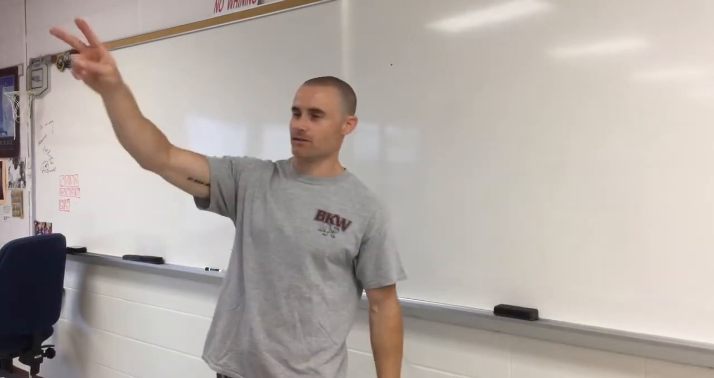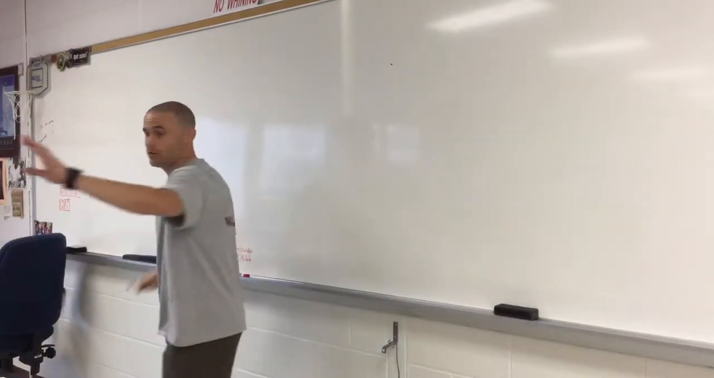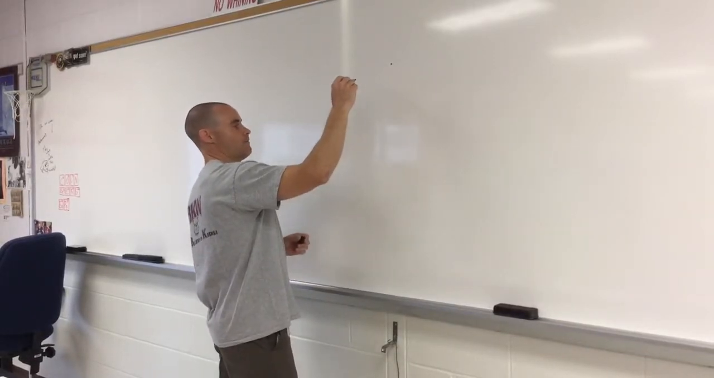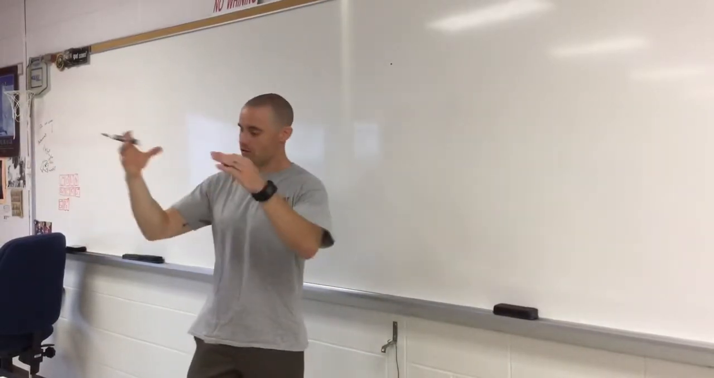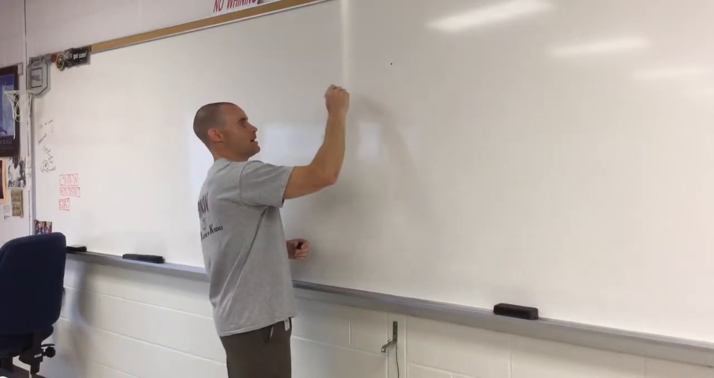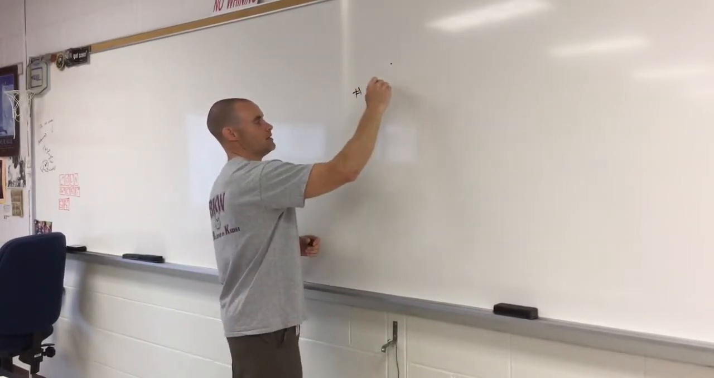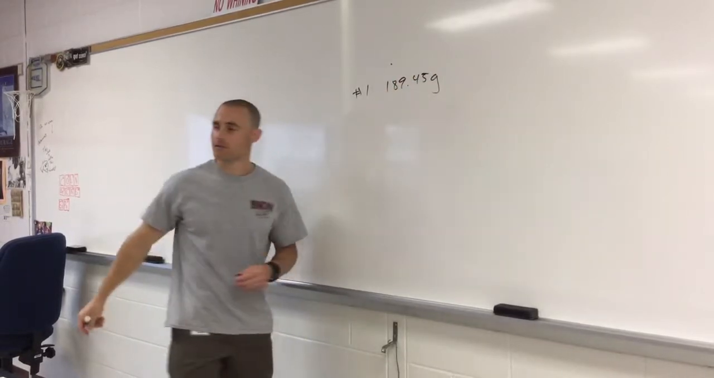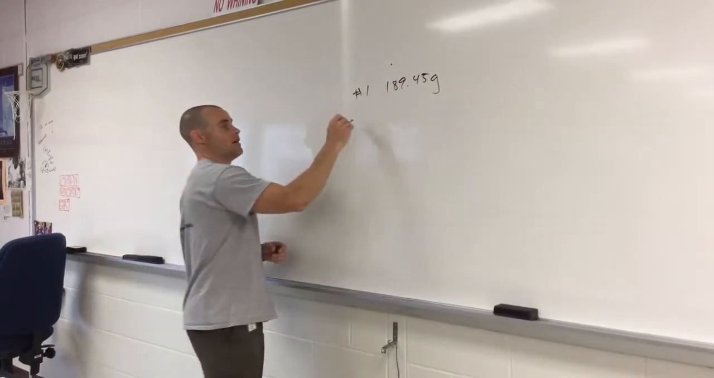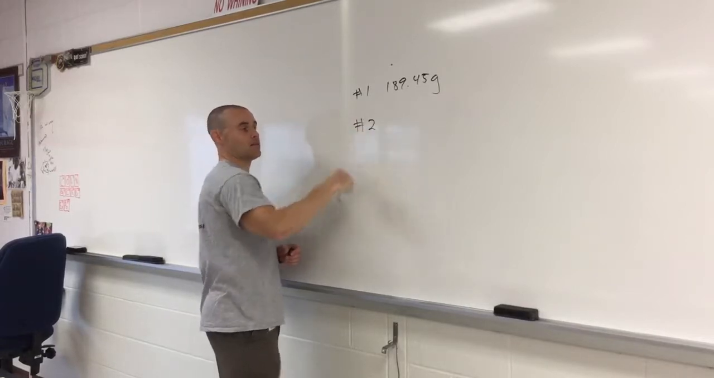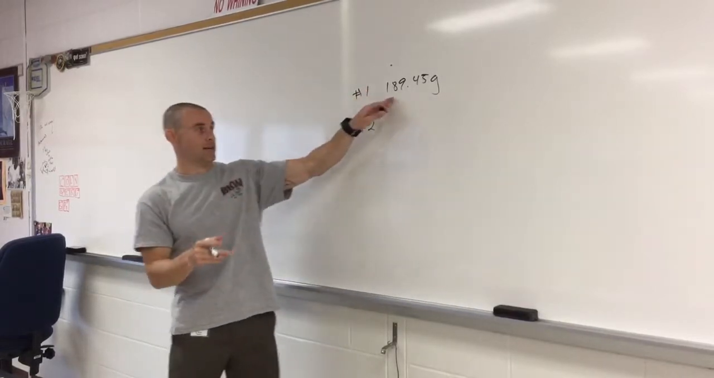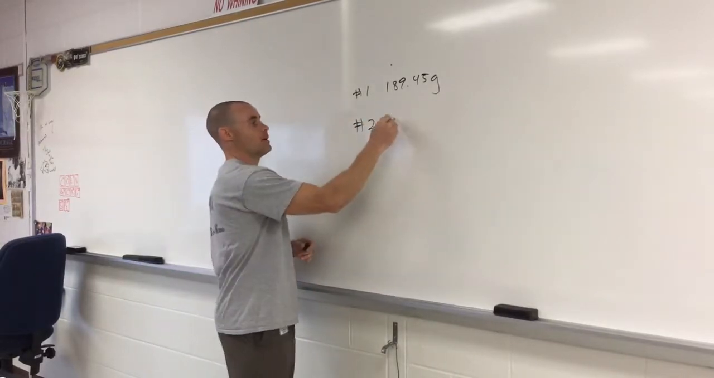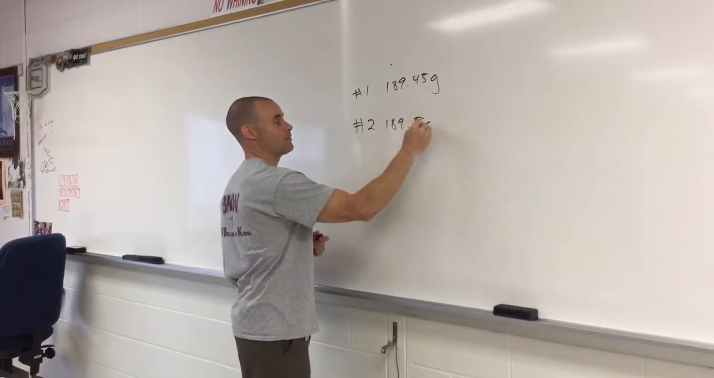If I have 2 scales in the back, okay, so just pay attention, don't write anything down. So if I have 2 scales in the back, and I put an empty beaker on top of the scale, and scale number 1 tells me the beaker has a mass of 189.45 grams. Okay, that's what scale number 1 says. And then scale number 2, the same beaker. So I take the exact same beaker, I take it off scale 1, put it on scale 2. It gives me 189.5 grams.